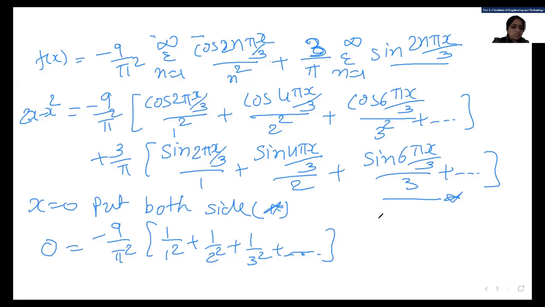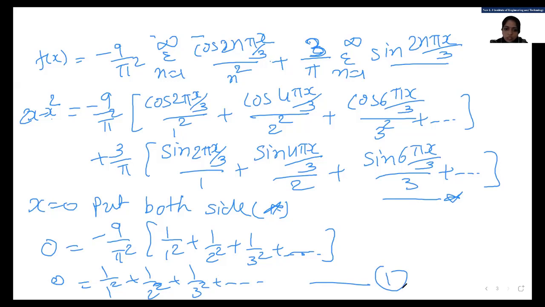My left hand side is 0 only, no? Because if I substitute 2 into 0, 0, and here 0 square is also 0. So first I have to substitute x is equal to 0. So 1 upon 1 square plus 1 upon 2 square plus 1 upon 3 square plus up to so on. Then I have to substitute x is equal to 2 on both sides.